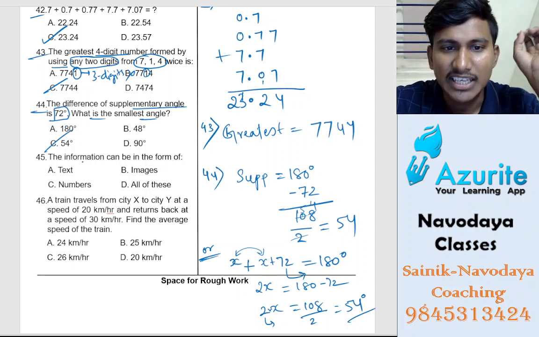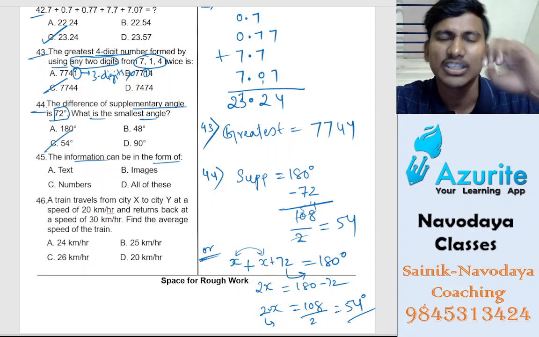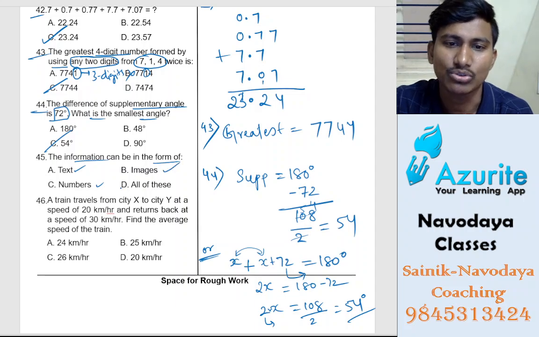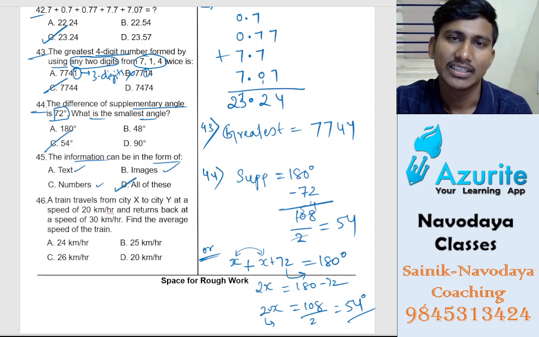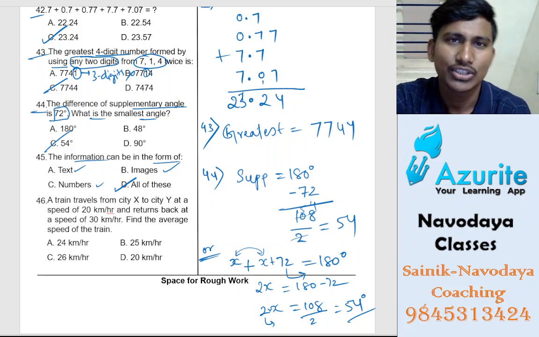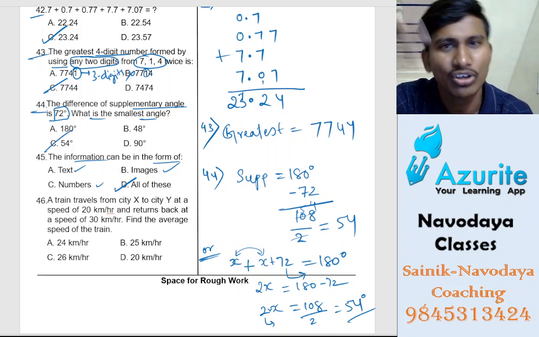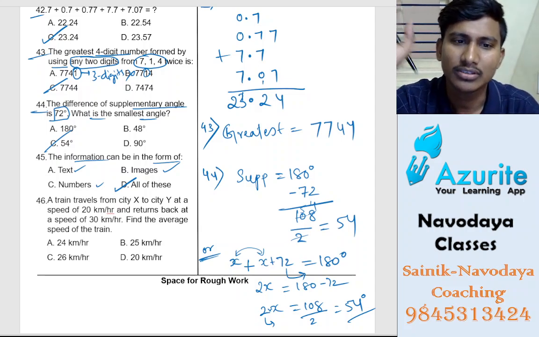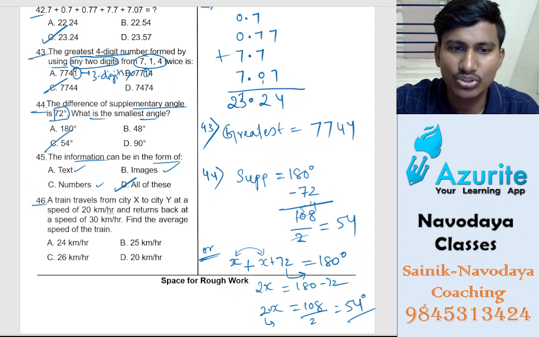What they are asking is about information. Information can be in the form of text, numbers, and images. If you see an image, you can know who that person is. If you read text, you can read names and all the things. So that is the information. Information can be in all forms. So question 46 is there, right?